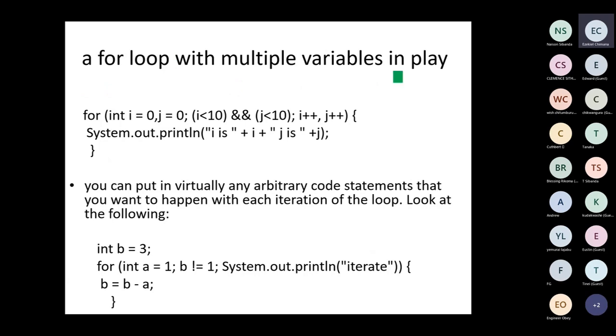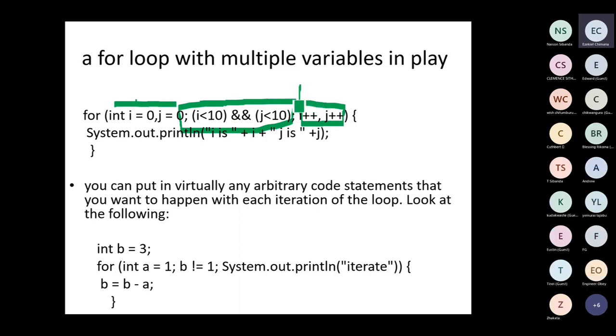A for loop with multiple variables in play is also legal. Here, instead of initializing a single variable, you can initialize many variables. You can also use compound Boolean expressions in the condition, and in the update section you can use two iterations, or any number of iterations that you want. It's still legal. You can put virtually any arbitrary code statements that you want to happen with each iteration of the loop.